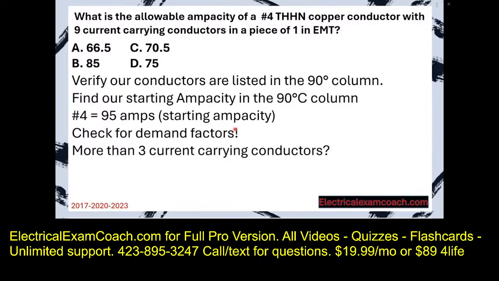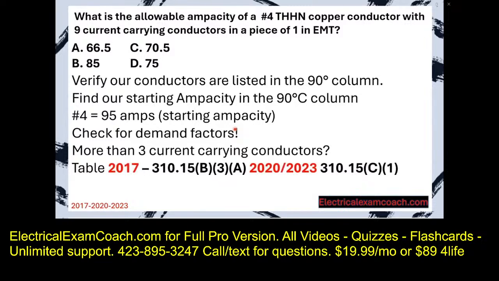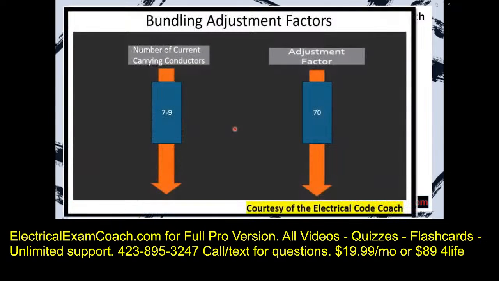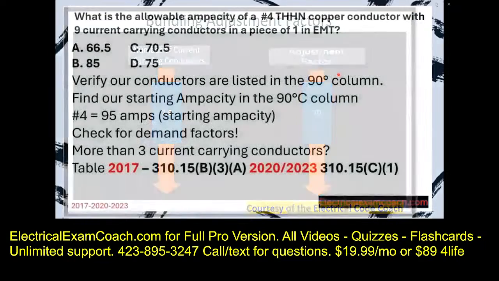Are there more than 3 current carrying conductors? There are. So we must apply the demand factor. We're going to head to either table depending on what code cycle you're in. It is our bundling adjustment factor table. And when we get there, we're going to start on the left-hand side. We come down and find our number of current carrying conductors. Then we cross over and find our demand factor. Now we can get to work.